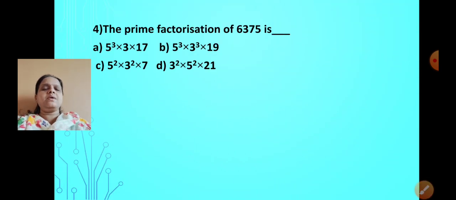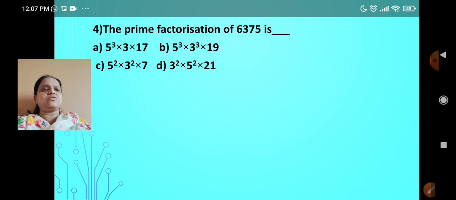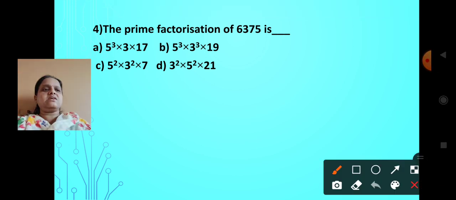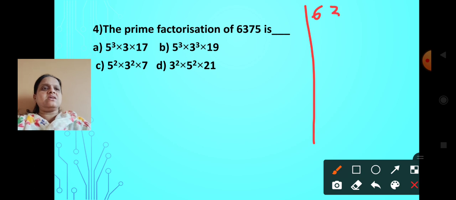See the next sum. The prime factorization of 6375 is dash. So let us find out the prime factors of 6375. I will divide by 5. 5 ones are 5, remain 1. 5 twos are 10, remain 3. 5 sevens are 35, remain 2.